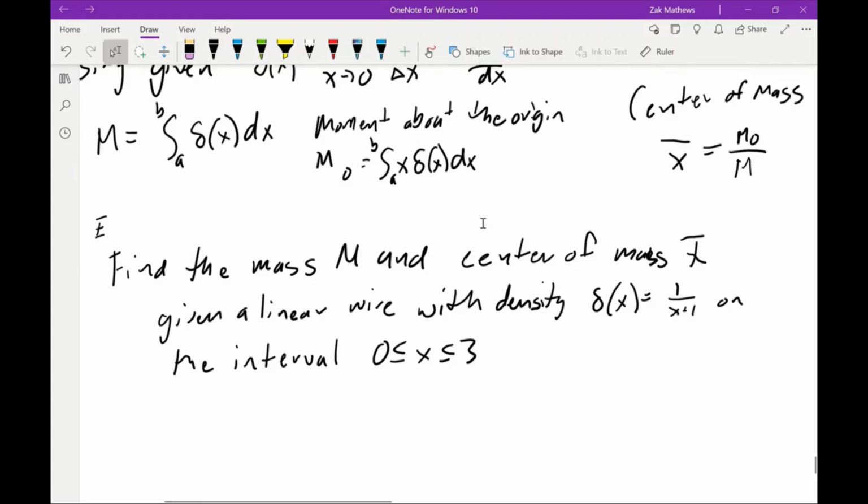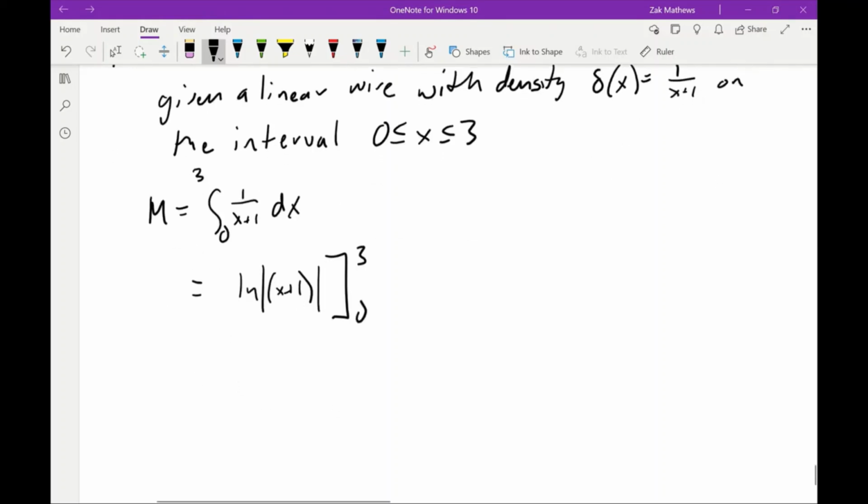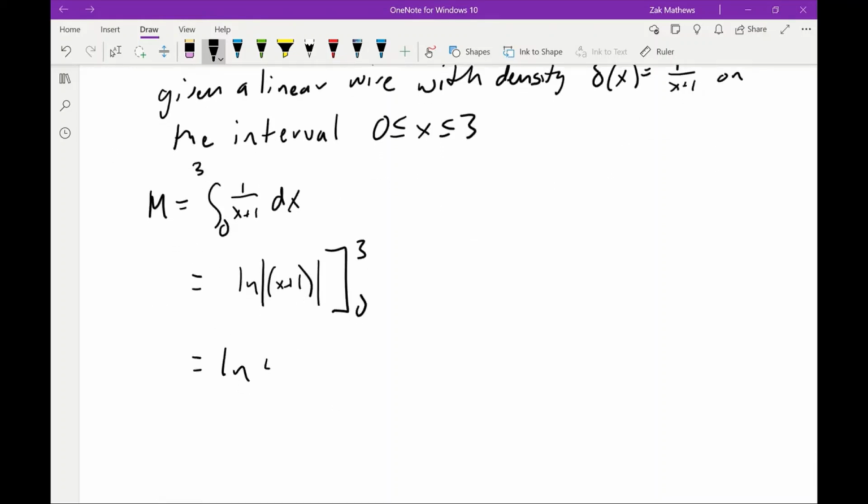If we want to calculate the mass, we know that we're going to take the integral from 0 to 3 of the density, 1 over x plus 1, times the dx. And so when we do this, we're going to take our antiderivative. That would be the natural log of the absolute value of x plus 1. Granted, we're only plugging in positive values, so that would be pretty straightforward. So we'll have the natural log of 4 minus the natural log of 1, natural log of 1 just being 0, so we get the natural log of 4. There is our mass.